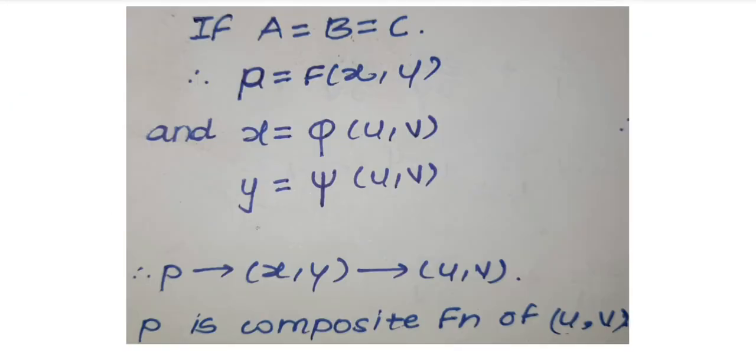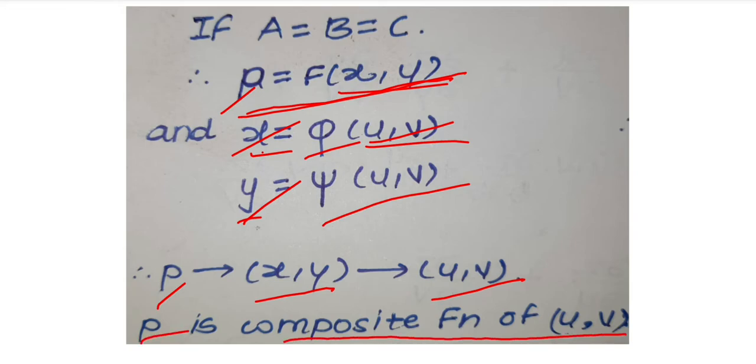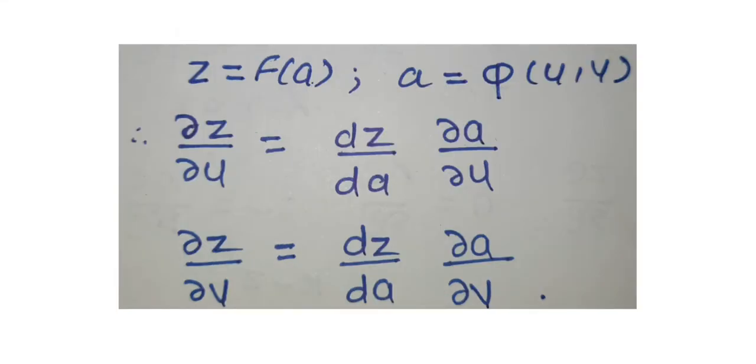See here, if p is equal to f of x, y, x is equal to psi of u, v and y is equal to phi of u, v, that is, p is a function of x, y and x and y are functions of u, v, then p is a composite function of u, v. That is the main theory.